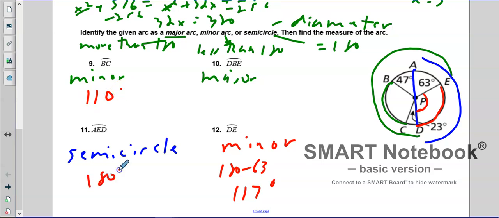Semicircle's easy. That's got to be 180. And then DBE, there's two ways to go about this. You can add up 23, 110, 47, and 63. Or the quicker way is just to do 360 minus ED of 117. That's a quicker way. And you get 243. You can get there by subtraction of two numbers or addition of a bunch of numbers. It doesn't really matter. It's your choice.